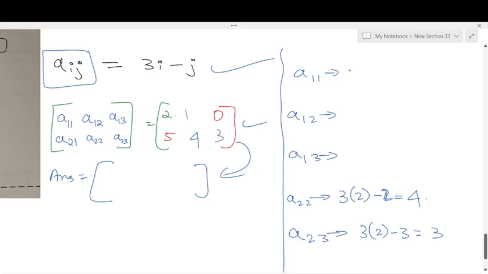So let me write all the values. A11 is 3 into 1 minus 1. 3 into 1 minus 2. 3 into 1 minus 3.